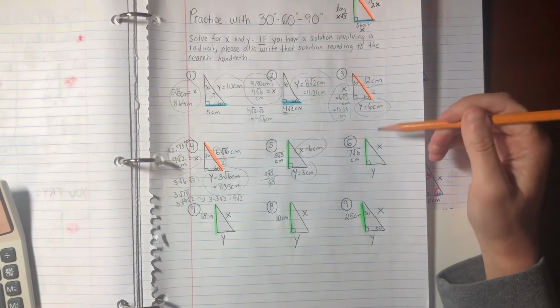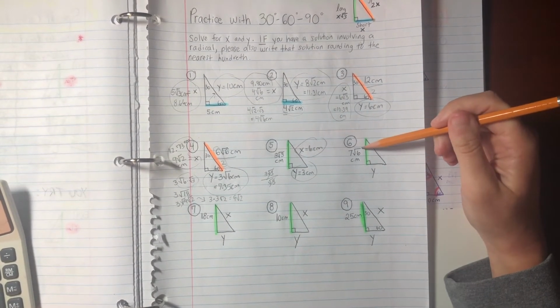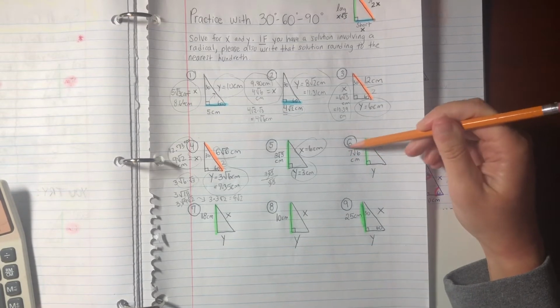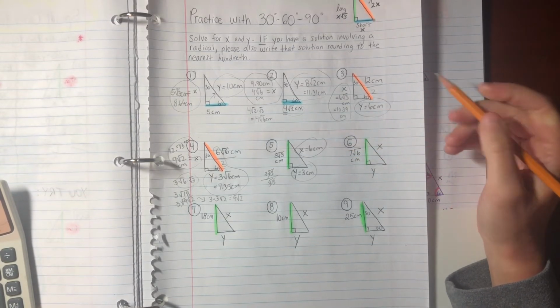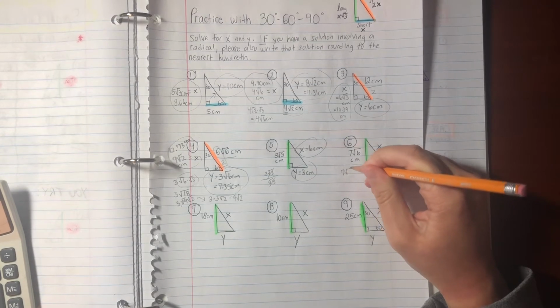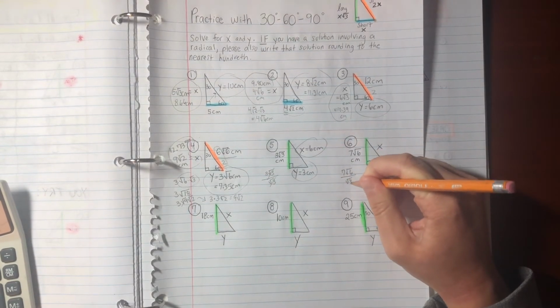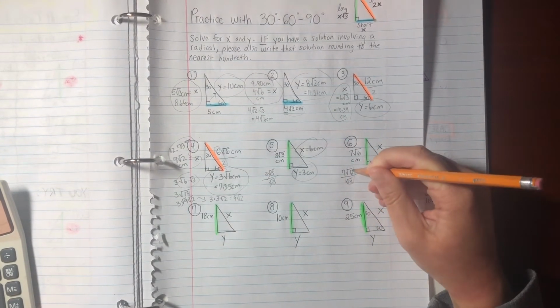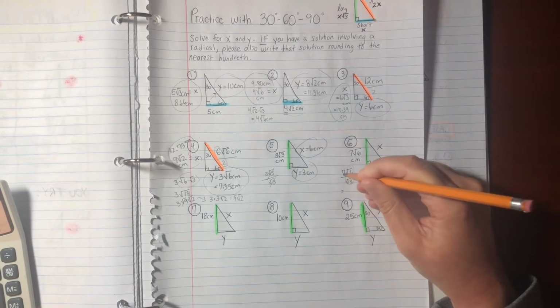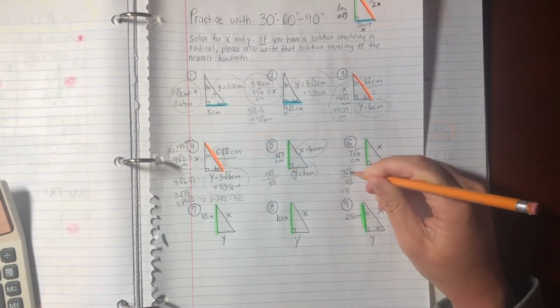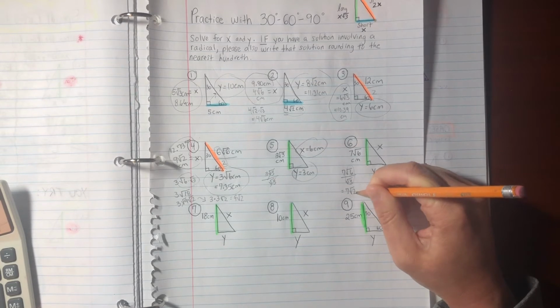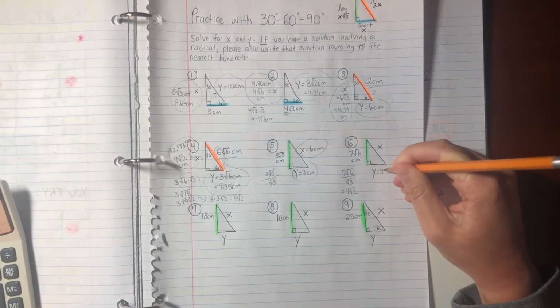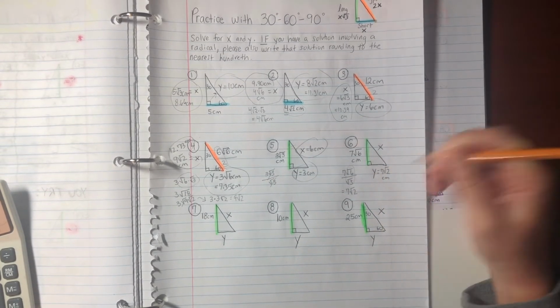Okay. For number 6, now they're giving us the long leg, and again, in terms of a radical, but it's not radical 3 where they can just cancel out. But still, I'm just going to go ahead and divide by radical 3. So when I simplify radical 6 divided by radical 3, I'm going to keep that 7 up front. Radical 6 divided by radical 3 will give me a radical 2. So y is 7 radical 2 centimeters.